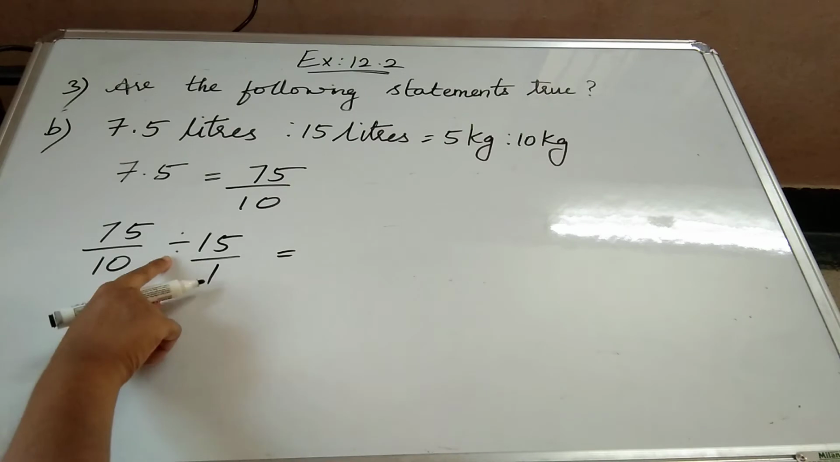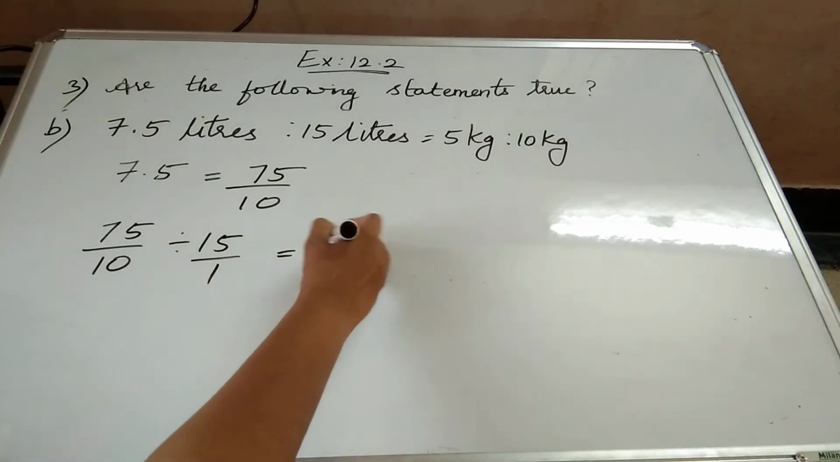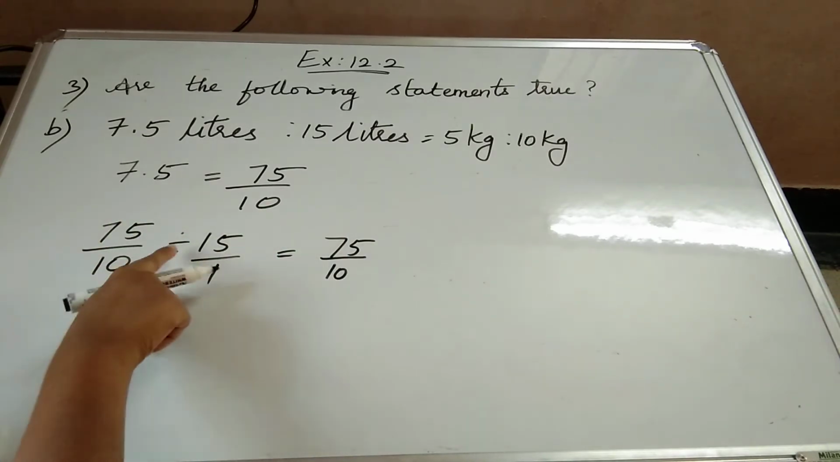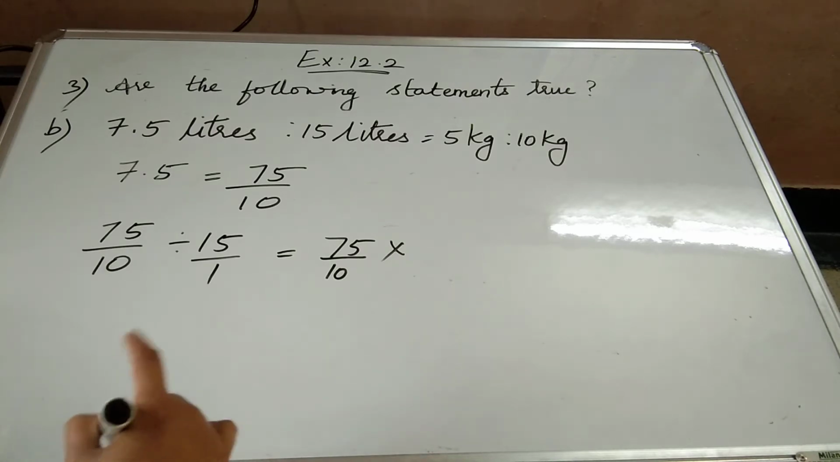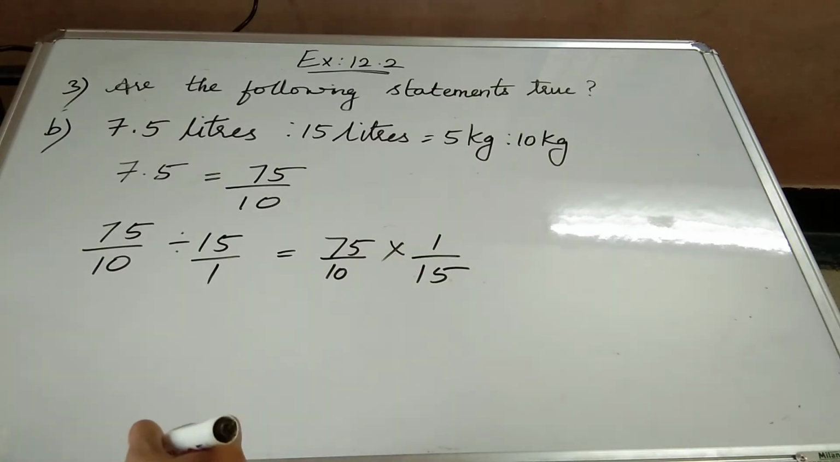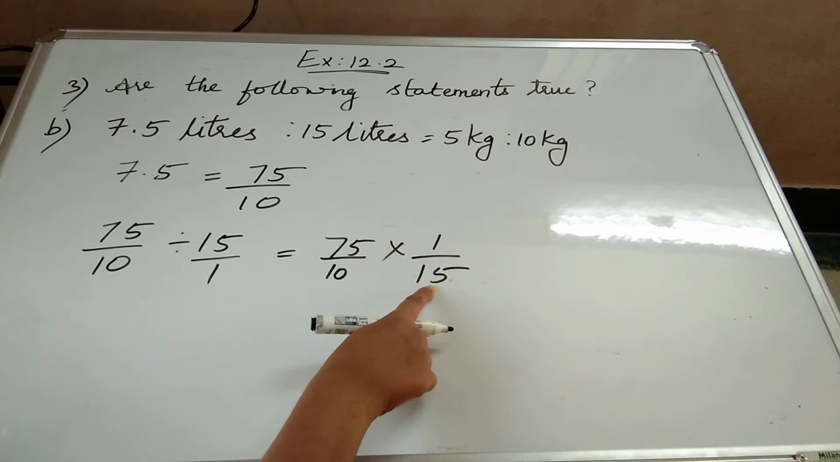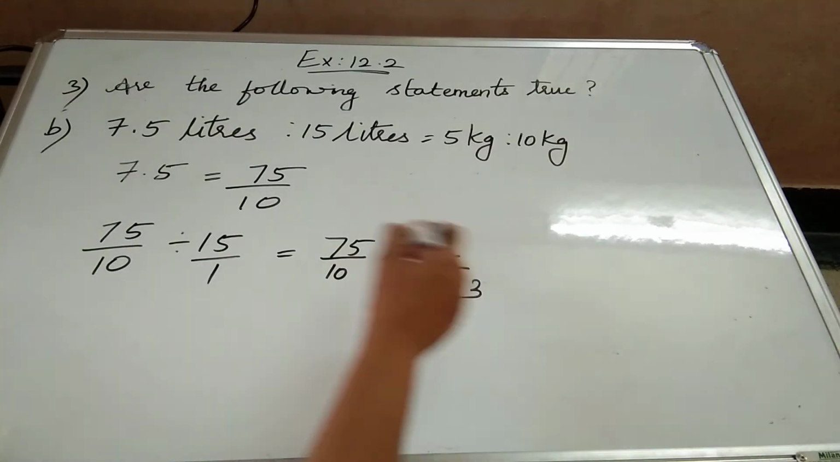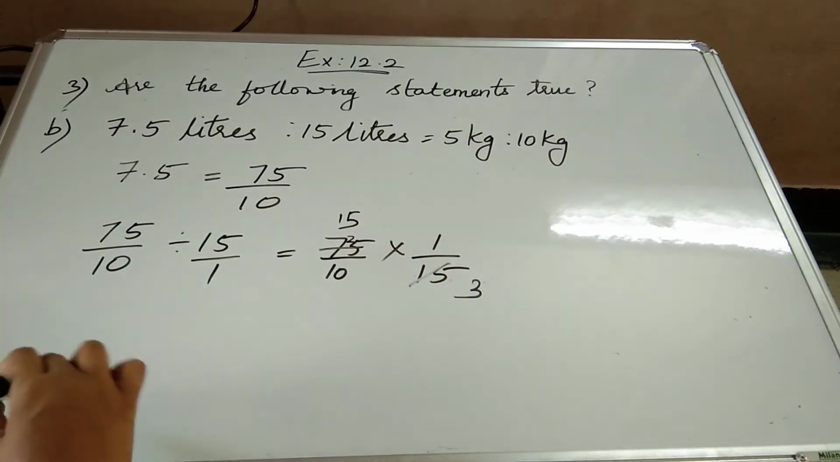Now this division sign I have to change to multiplication, so I have to take the reciprocal of 15 divided by 1. 75 divided by 10 I am writing as such, this division I am changing to multiplication, so I take the reciprocal. 15 divided by 1, when I take the reciprocal, is 1 divided by 15. Now 75 and 15, we can cancel them in the 5 table. 5 3s are 15, 5 1s are 5, 2 is remaining, 25, so 5 5s are 25.